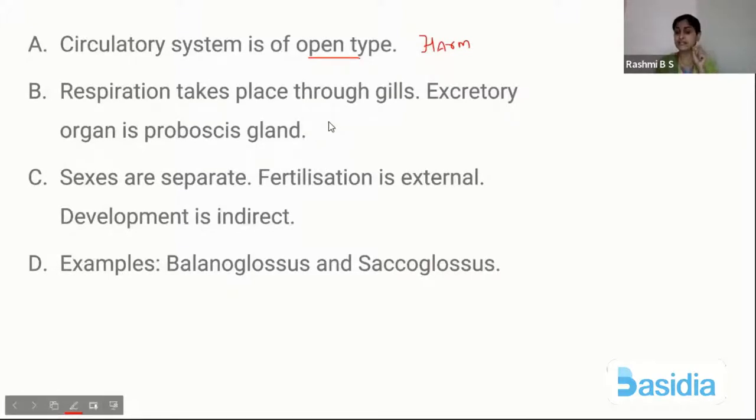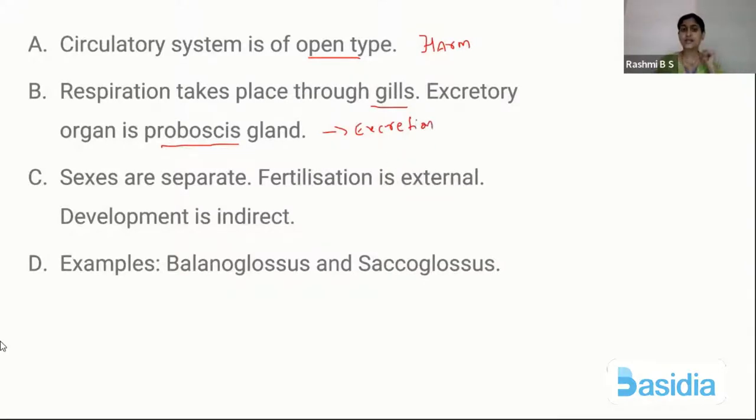And as they are marine, meaning living in water, they should have gills for respiration, right? And the proboscis, you know, in the body: anterior part and then proboscis, then collar and then trunk, right? In this body we have a gland called the proboscis gland, and this proboscis gland is meant for excretion. Like in Platyhelminthes we have flame cells, and in Aschelminthes we have an excretory pore, the same way in Hemichordata the proboscis gland is responsible for excretion.